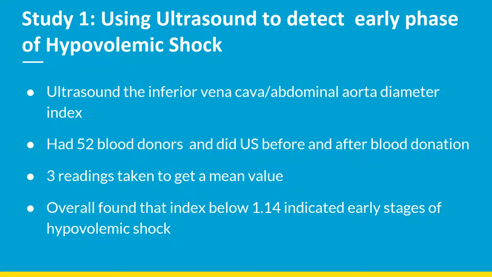One of the studies that we found was using ultrasound to detect early phases of hypovolemic shock. The ultrasound was over the inferior vena cava and abdominal aorta, measuring the diameter of each of these. They evaluated 52 blood donors and did ultrasound before and after their donation. Three readings were taken, and the mean value was recorded. Overall, they found an index below 1.14 indicated early stages of hypovolemic shock.